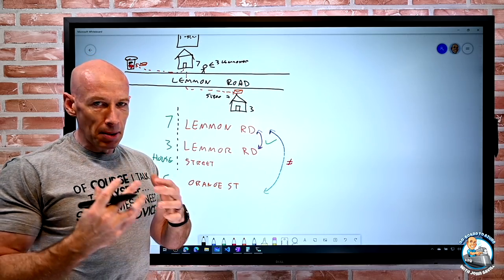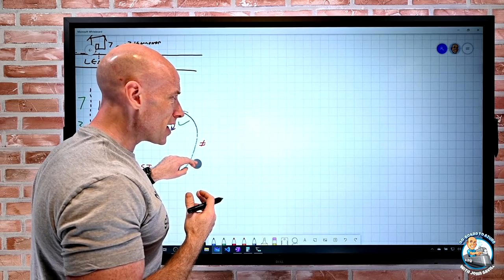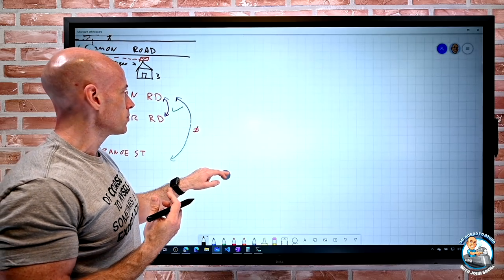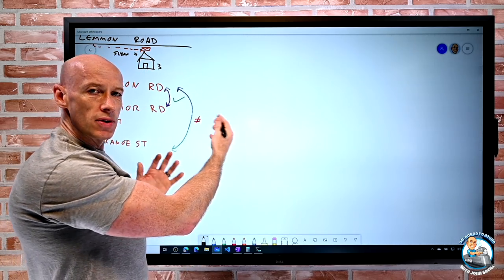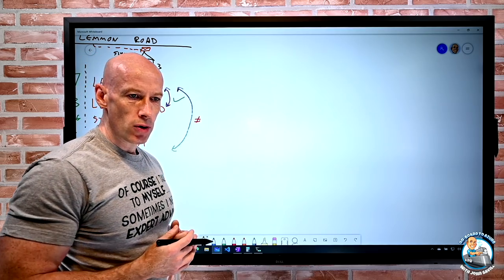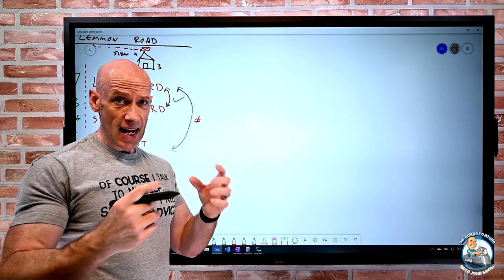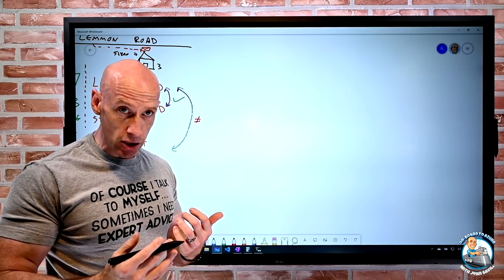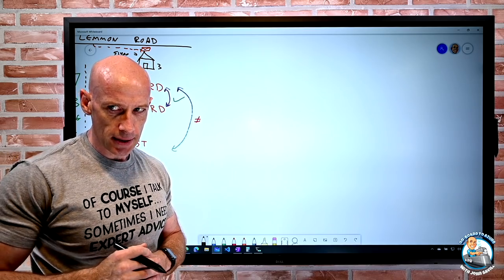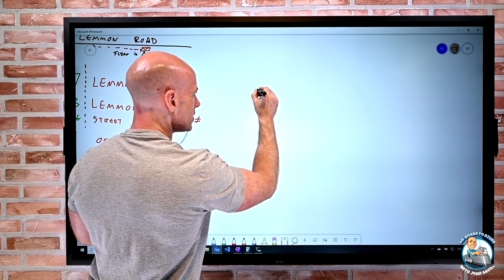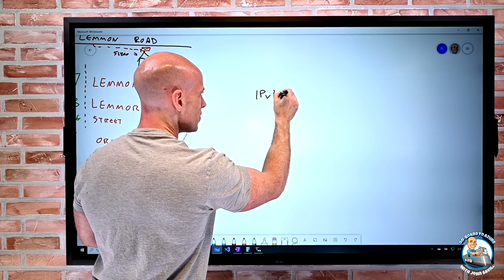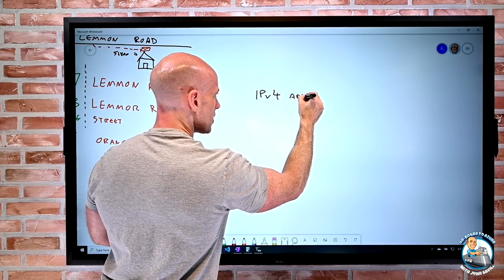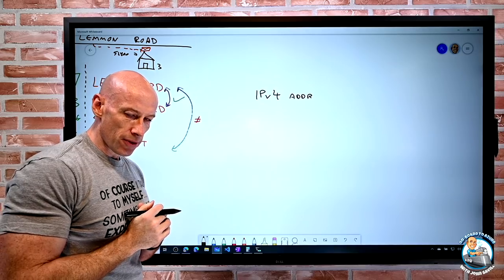Now, obviously, there are some differences here. If I think about a computer address, when we actually deal with this, we don't see 7 Lemon Road. Now, we might see a friendly name, a DNS name, which resolves to an IP address. Out of scope for this. So what we have is this IPv4 address. That's what we deal with.